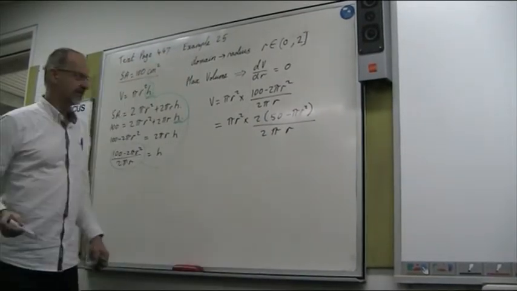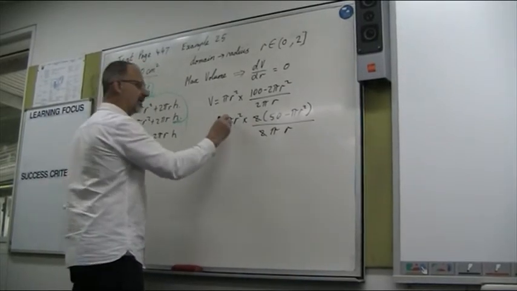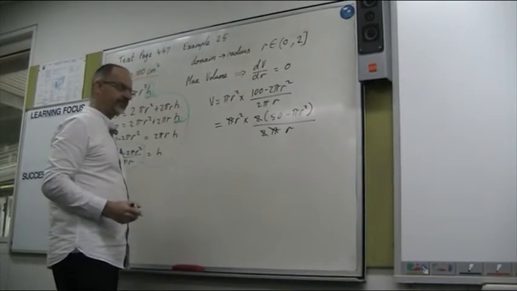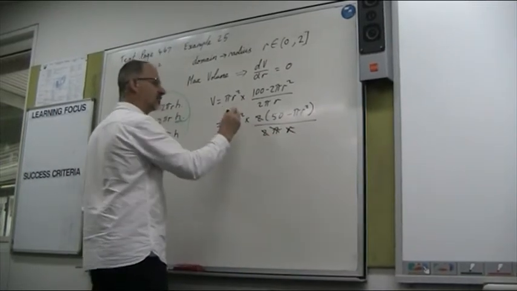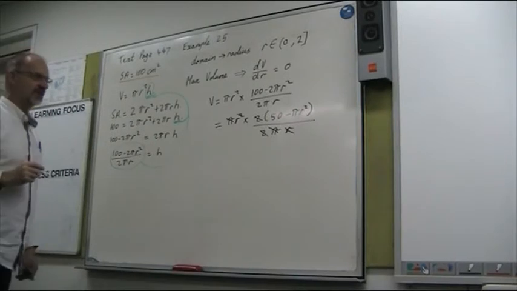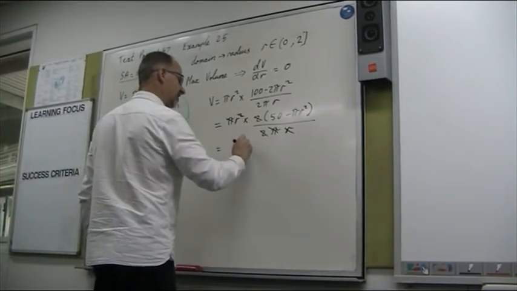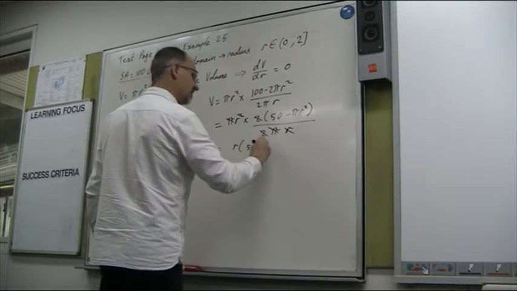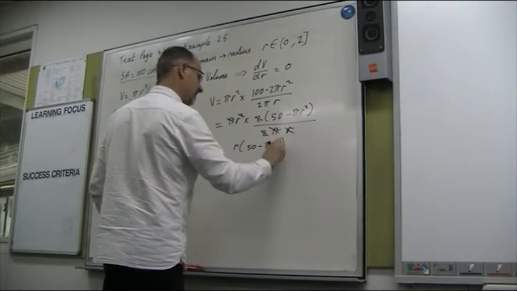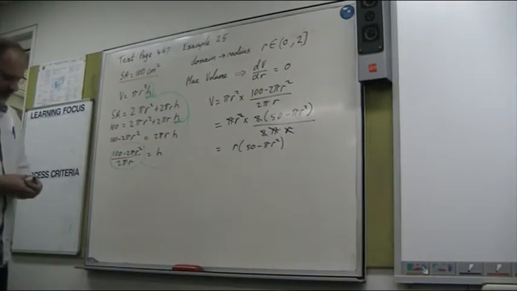Because when we do that, those 2's can cancel, those pi's can cancel, and this r cancels with one of those 2. So what do we get? We've got r outside of 50 minus pi r squared. So there's our volume equation.